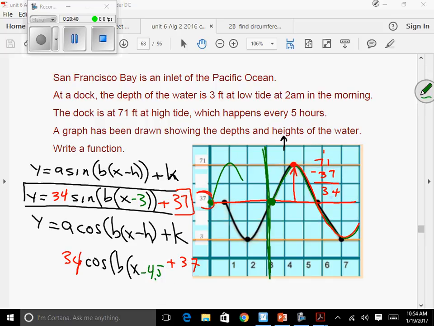All right, take a look at cosine and see if you're okay with it.